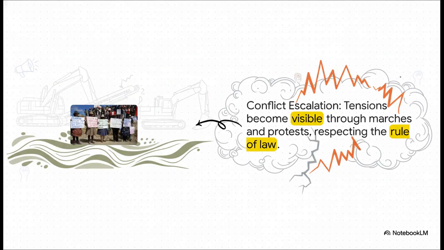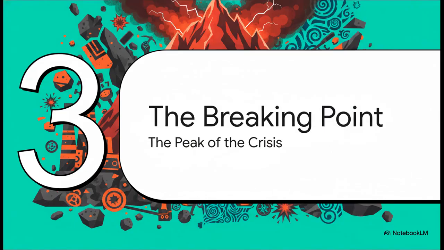This is the moment the conflict finally bursts into the open for everyone to see. In the escalation stage, you start seeing things like marches and protests. Now, it's really important to note that at this point, things are usually still within the law. We're not talking violence yet, but the tension is sky high. This is a real hot point where any wrong move, any little thing, could push it over the edge into a full-blown crisis.